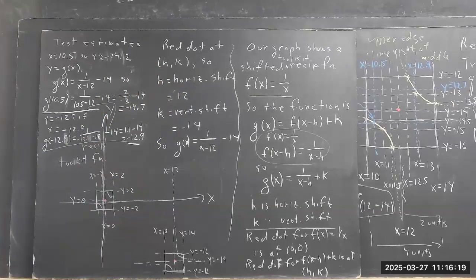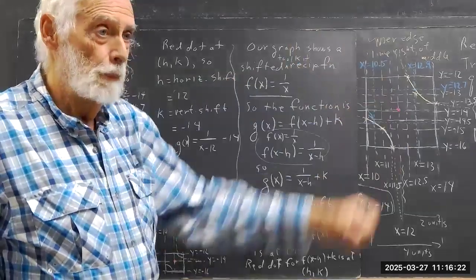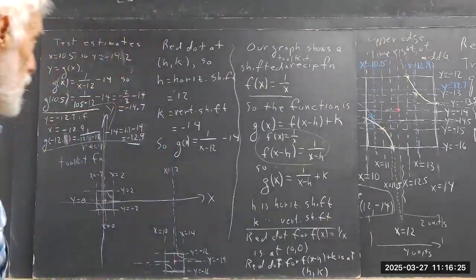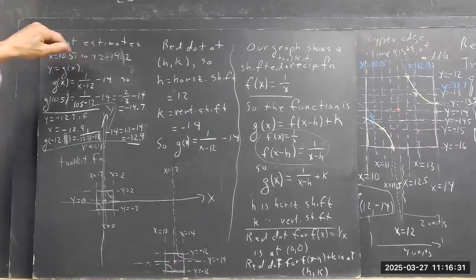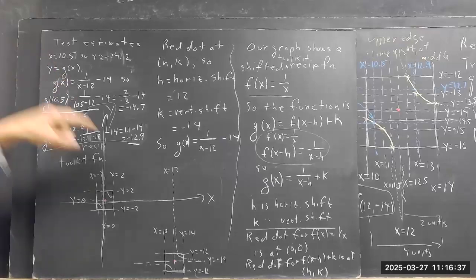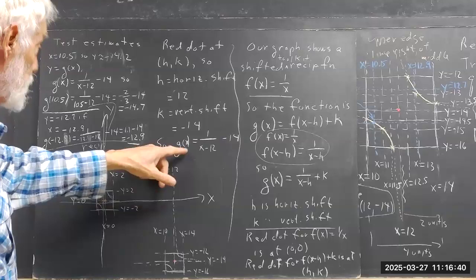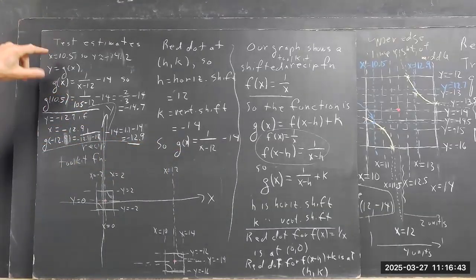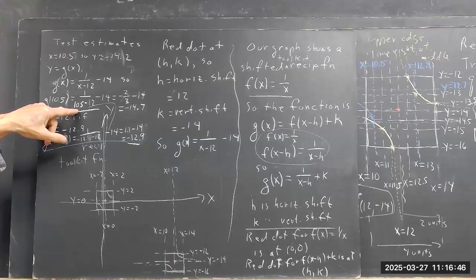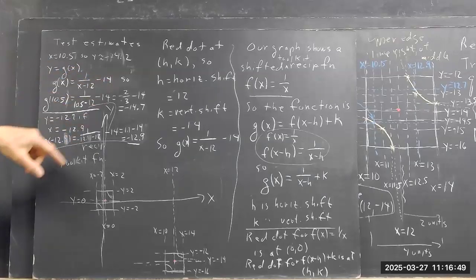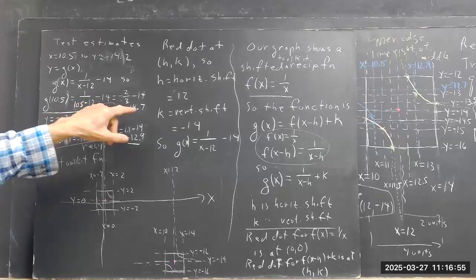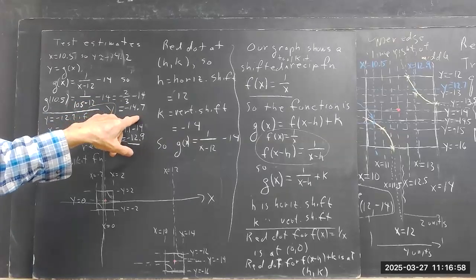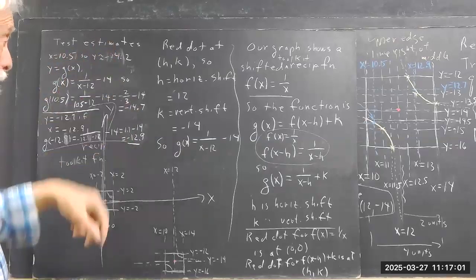Now that we know what the code is for the function, we can see if our estimates in our graph make sense. Well, we estimated that x equals 10.5 and y equals -14.2. If x equals 10.5, y should equal -14.2. So g of x is this, so we let x equal 10.5. Okay? So here's g of x, 1 over x minus 12 minus 14. Here's g of 10.5, x is 10.5. We do the arithmetic and we get -14.7. That's our y coordinate because y equals g of x.